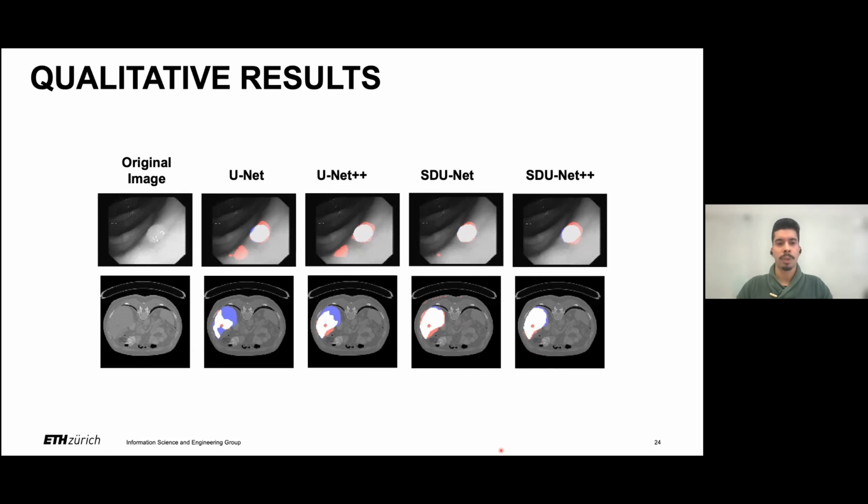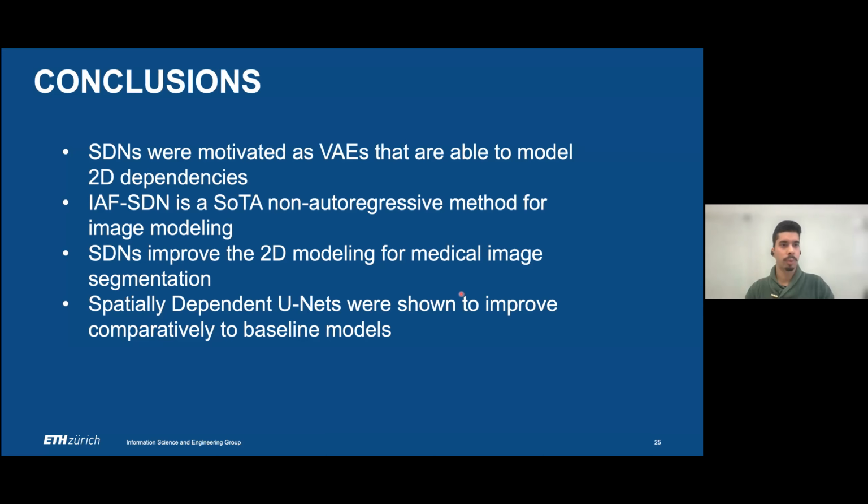Yeah. So some conclusions that I want to draw or summarize. So STNs were motivated as VAEs that are able to model these dependencies within the context of image generation. And this IAF STN was able to achieve state-of-the-art non-autoregressive results for methods that are non-autoregressive.